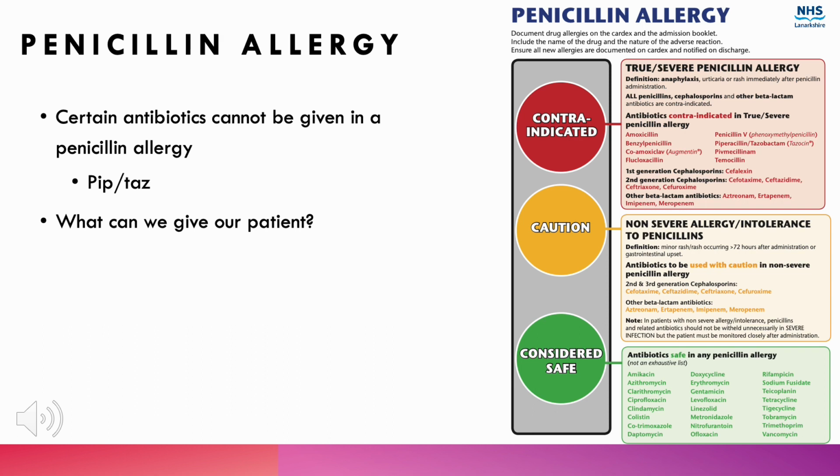In true or severe penicillin allergy, so when the reaction is anaphylaxis, etc., you can't give any type of penicillin. You can't give any first-generation cephalosporins or other beta-lactam antibiotics. If you remember back when we were discussing choosing an antibiotic and the way that antibiotics work, all of the ones in the red traffic light actually work in the same way. So it's not surprising that they would be contraindicated in someone with a penicillin allergy. Now, in those with a non-severe allergy, where it's a minor rash or GI upset, antibiotics are to be used with caution. So you'd still be avoiding penicillin specifically, but you could trial other beta-lactam antibiotics, or other cephalosporins such as cefotaxime, that sort of thing.